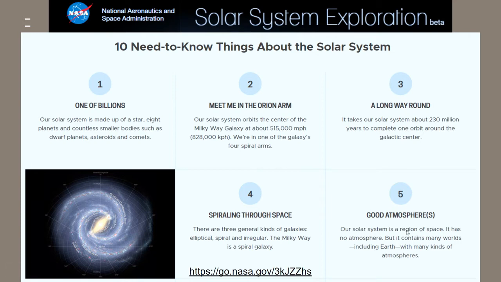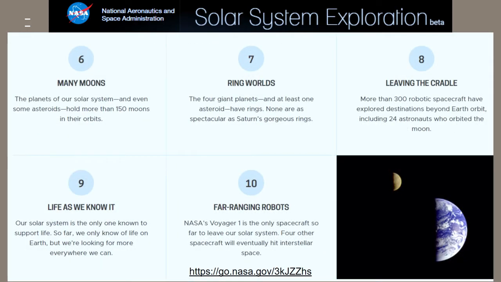And our solar system is a region of space. It has no atmosphere, but it includes many, many worlds, many, many planets, including our planet. The planets of our solar system hold more than 150 moons in their orbit. Okay, we have one of those 150 moons. The 4 giant planets all have rings, but none as spectacular or as obvious as Saturn's rings.